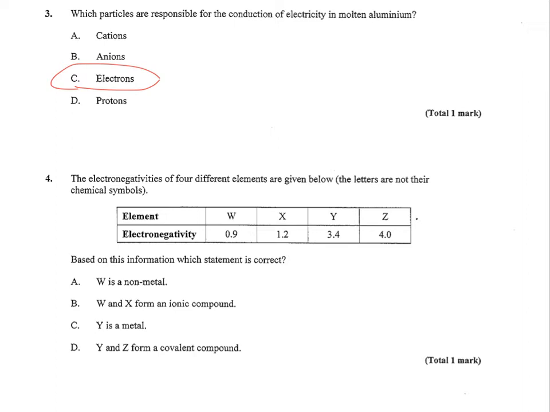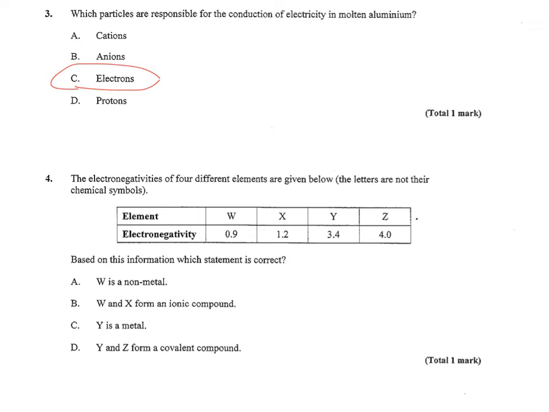Number 4, the electronegativities of 4 different elements are given below. The letters are not their chemical symbols. Based on this information, which statement is correct? So using your table of electronegativities from your chart would be bad information because it may mislead you, because it says only from this chart what can you assume.